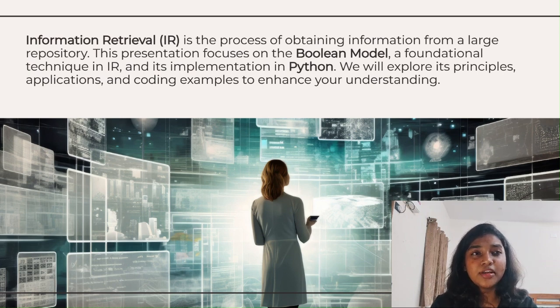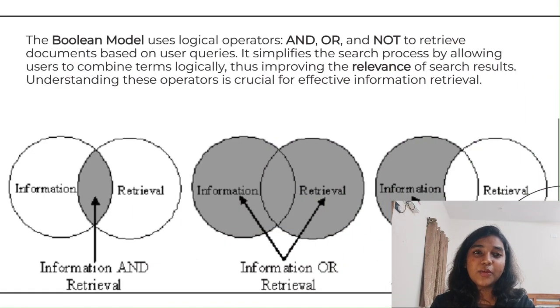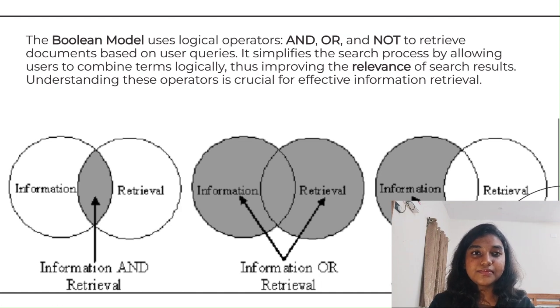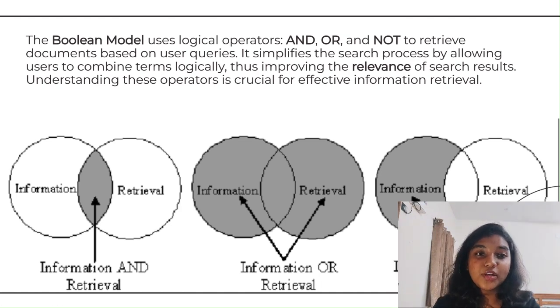What is a Boolean model? It uses logical operators like AND, OR, NOT for the user queries, and it gets the information from the repository. So the Boolean model is a search process that allows the user to combine logical terms, so it's more relevant. In this diagram we can see how these logical terms are used. This is a representation of a set theory diagram. The Boolean model mostly uses set theory and Boolean algebra.